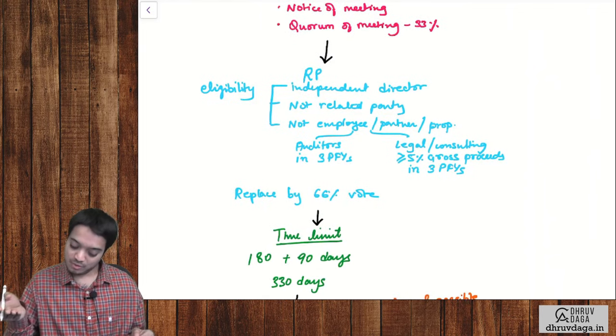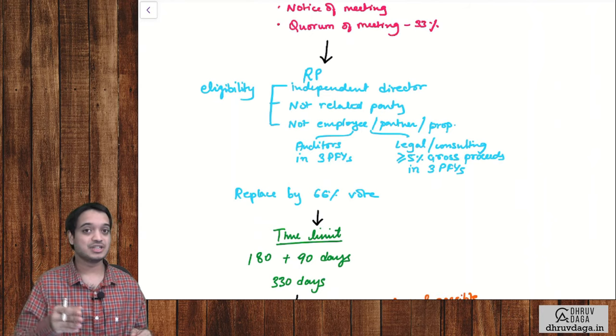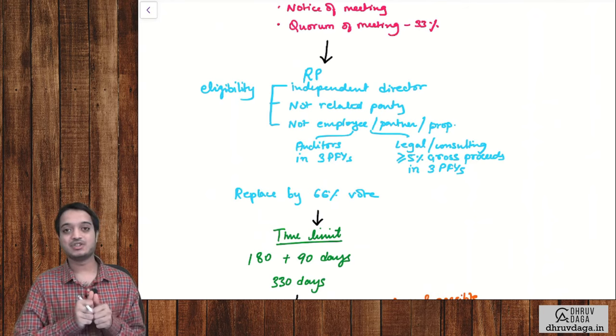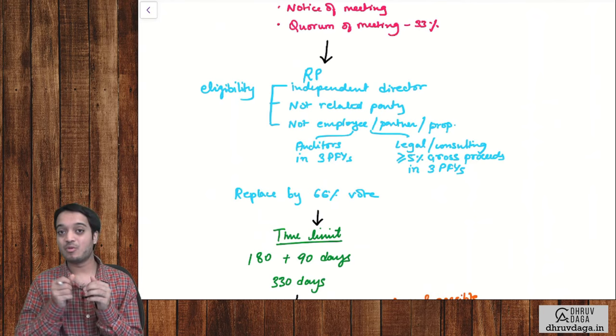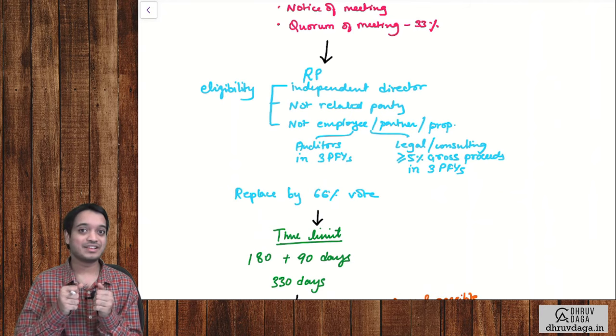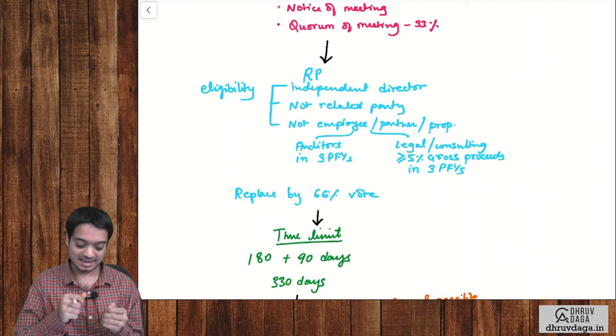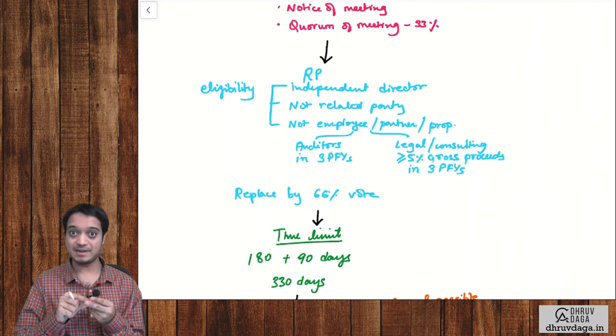जो रेजोल्यूशन प्रोफेशनल है, ये रेजोल्यूशन प्रोफेशनल के लिए एलिजिबिलिटी कंडीशंस क्या होती हैं? नंबर वन, ही शुड बी क्वालिफाइड टू बी अपॉइंटेड एज एन इंडिपेंडेंट डायरेक्टर अंडर सेक्शन 149 ऑफ द कंपनीज एक्ट 2013. सेकंड, ही शुड नॉट बी अ रिलेटेड पार्टी.